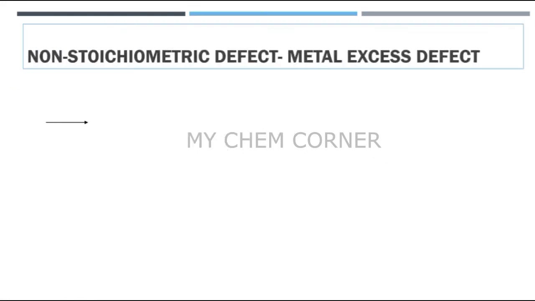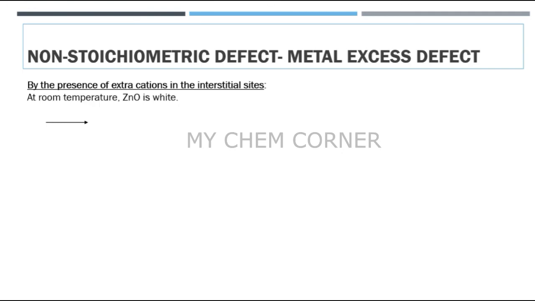Now the next one is metal excess defect by the presence of an extra cation in the interstitial site. So here when we look at zinc oxide at room temperature, what is the color? It's white, right? But when you heat it, what will happen? It is going to lose an oxygen atom. So when I heat zinc oxide, it's going to have Zn2+ with the release of electron, and oxygen is formed.